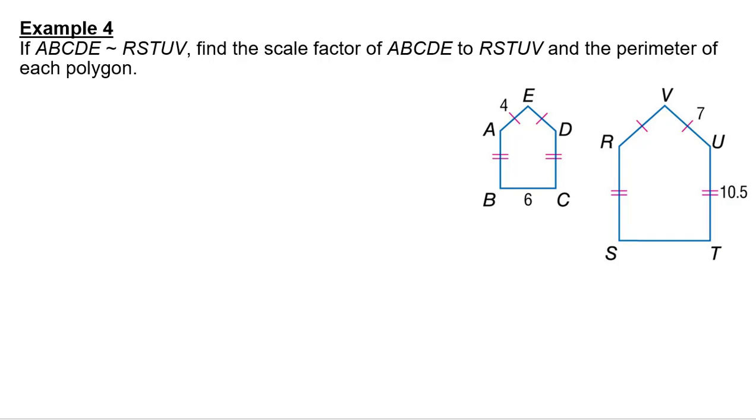Okay, example 4. So I have ABCD. Again, remember this little symbol there. That little symbol means similar to RSTUV. Find the scale factor and find the perimeter of each polygon. So for my scale factor, I have to go to a corresponding side. I noticed a few things here. First of all, I have some congruent sides marked, so I'm going to start filling in what I know are congruent sides.